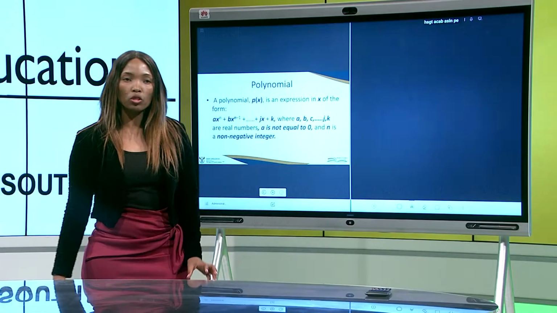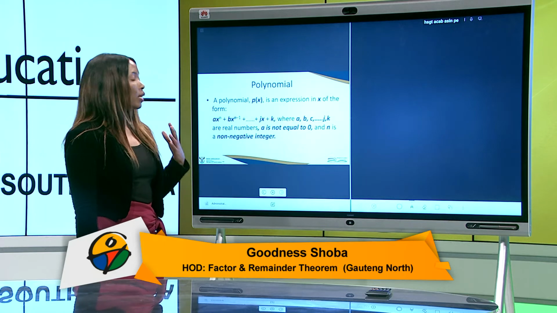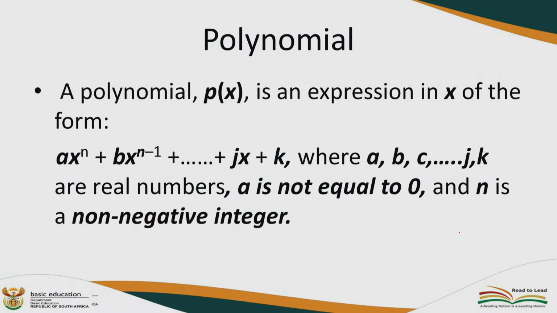What is this polynomial that we are talking about here? This polynomial refers to an expression in x of the form ax to the power n plus bx to the power n minus 1 plus, there are missing terms in there, then plus jx plus up to the last term, constant k. Remember, this k is our constant, where a, b, c up to the constant k represent real numbers, and a is not equal to 0, and n is also a positive integer.